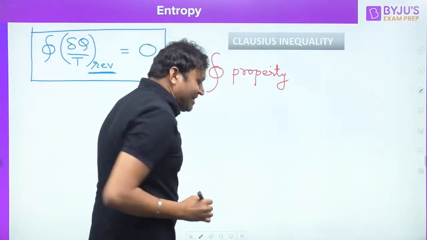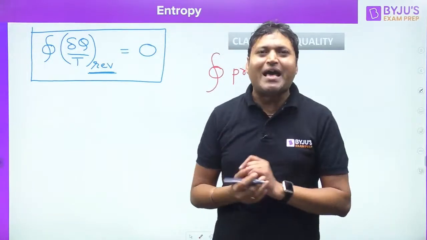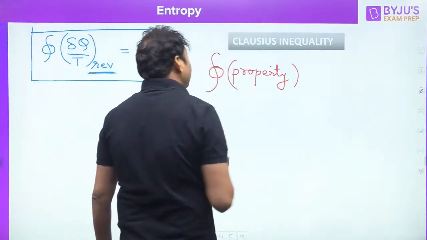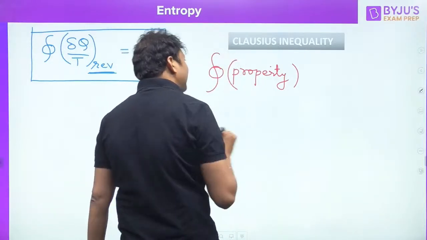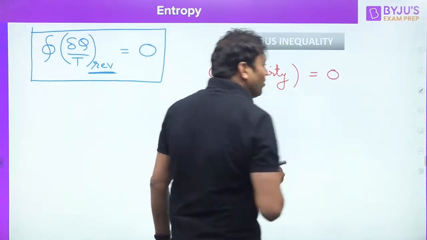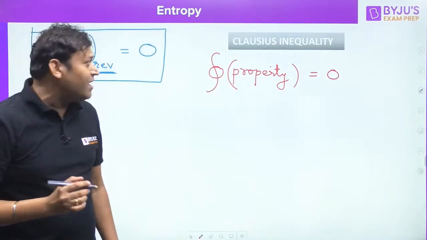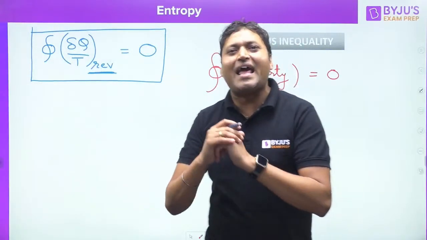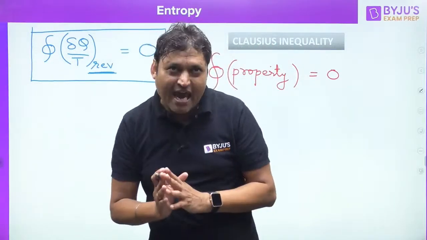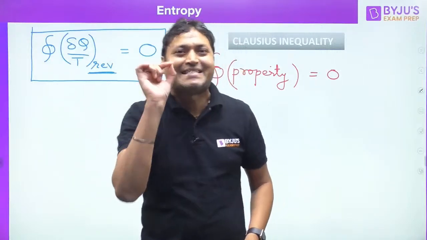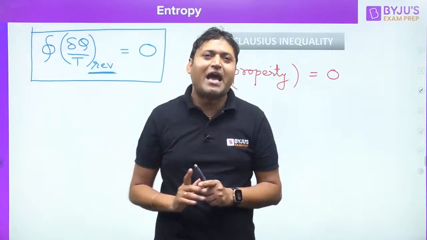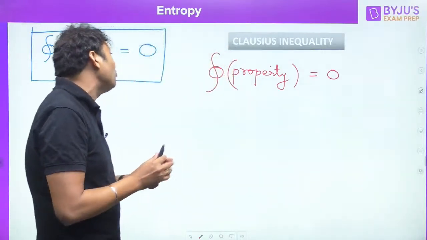When we calculate the change in property for a thermodynamic cycle, what does that give? Cyclic integration, or the change in property for a thermodynamic cycle, is also equal to 0, isn't it? Why? Because for a thermodynamic cycle, as Jeevan said, the initial and final states are the same, and property is a state function. That is why the change in property for a thermodynamic cycle is always equal to 0.